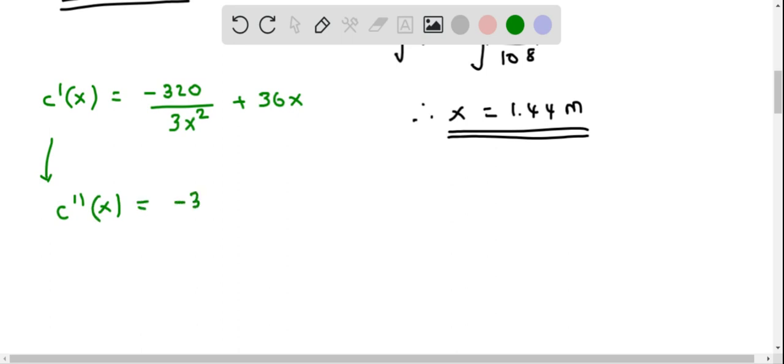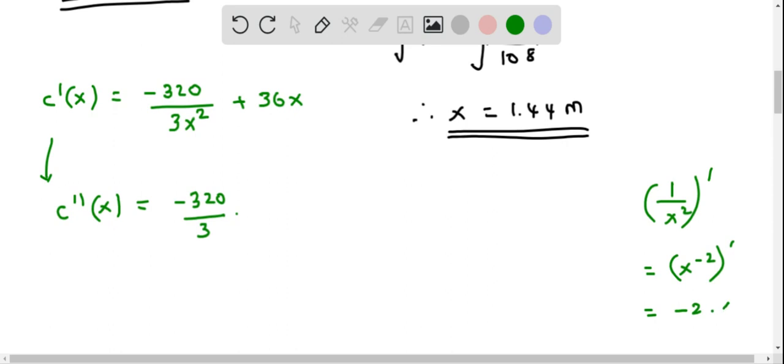So this becomes negative 320 by 3, and we find the derivative of 1 by x squared, which equals x raised to the power of minus 2. We find the derivative, so we apply the power rule. Therefore, this becomes negative 2 times x raised to the power of negative 2 minus 1, which is negative 3. Or else this is equivalent to minus 2 by x cube. So the derivative of 1 over x squared is negative 2 over x cube.